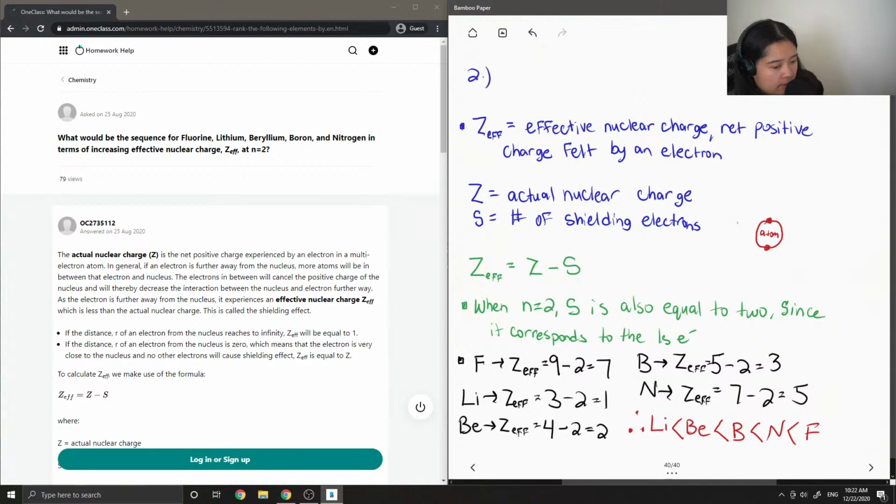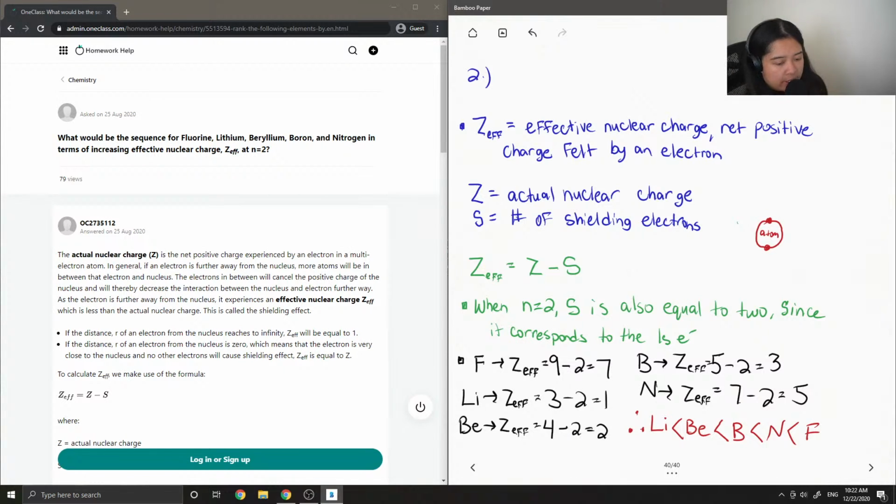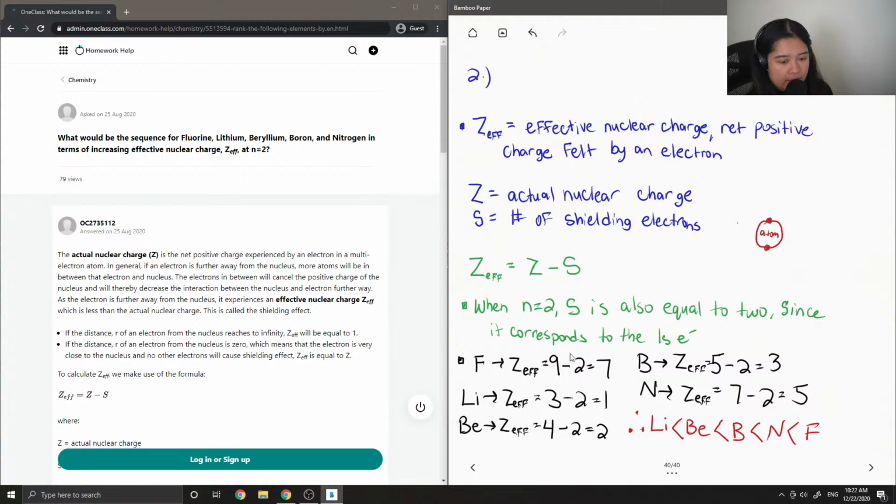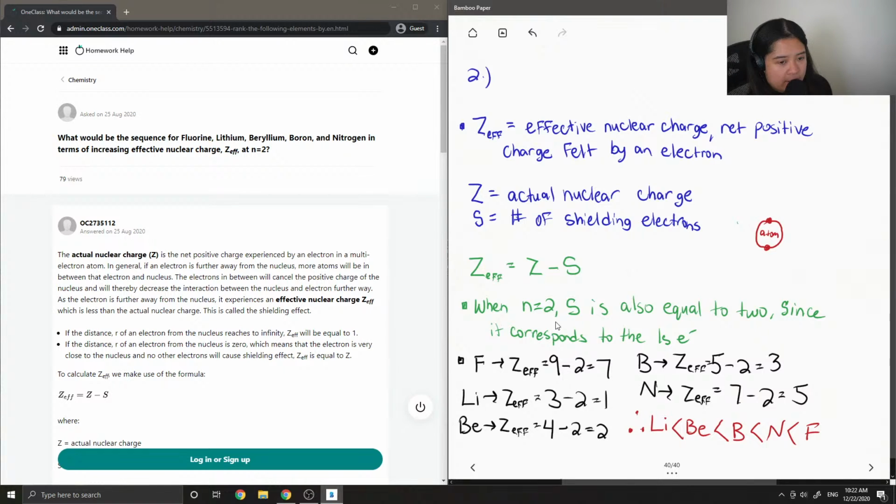Okay, so this is because fluorine has the most number of protons, and when n equals 2, there's not much shielding, so that electron can feel that net positive charge.